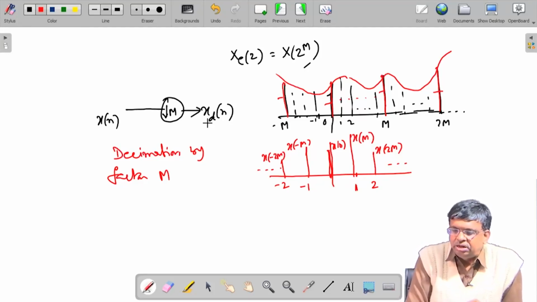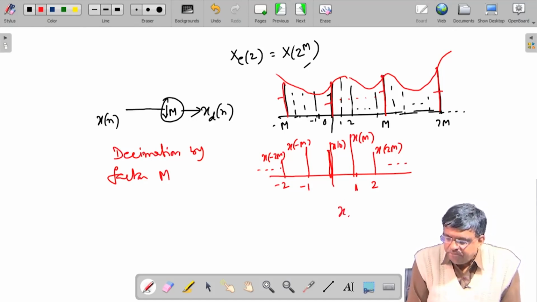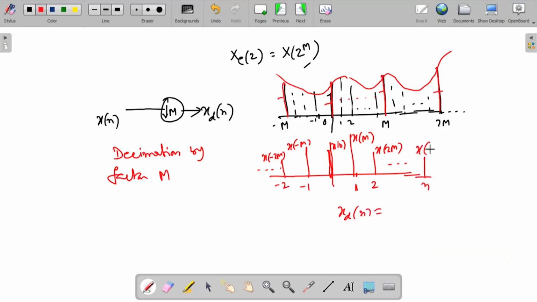The sequence that is generated, x d n, is related to x n by this: any nth sample of x d is nothing but the original sequence at n times m. Like x d 0 is x 0, x d 1 is x 1 times m, that is x m, x d 2 is x 2 m, and so on and so forth. All right, these two basic operations.